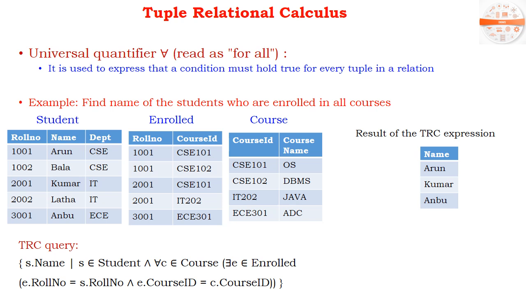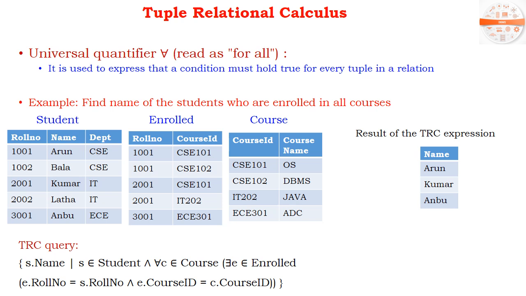And look at the question: find the names of the students who are enrolled in all the courses. In that case you can go for the universal quantifier. For particular courses, then you can go for existential.